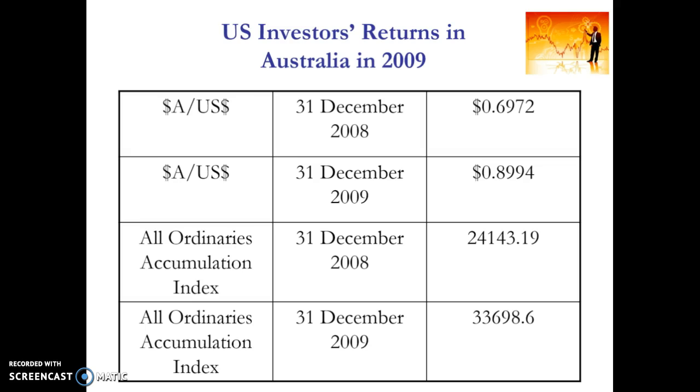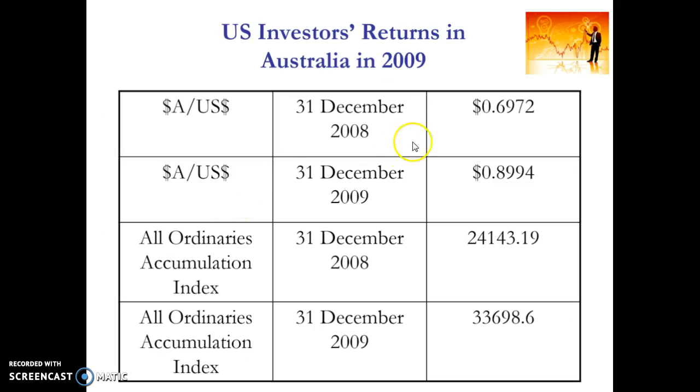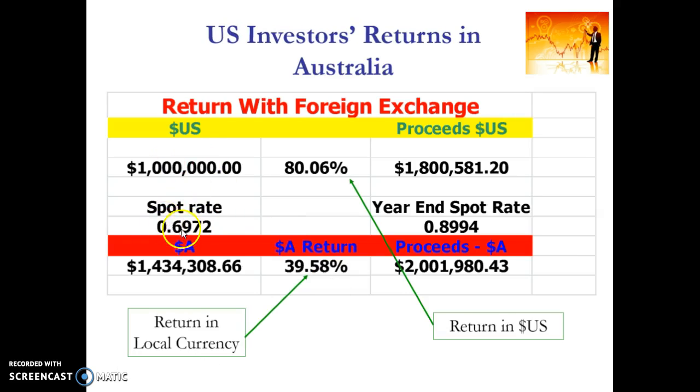So what was the return that the investor generated? Well, let's say we've got an investor who started the year with $1 million US to invest. So they went and exchanged that for Australian dollars. Now, given one Australian dollar buys 0.6972 US dollars, we can take that million and divide by 0.6972 and work out that 1,434,308 Australian dollars would be equivalent to $1 million US as at the start of the year. So they've converted that $1 million US to 1.43 million Australian dollars.